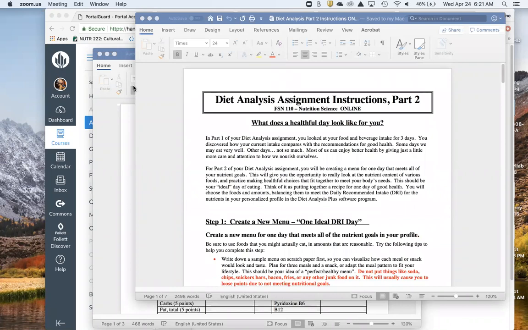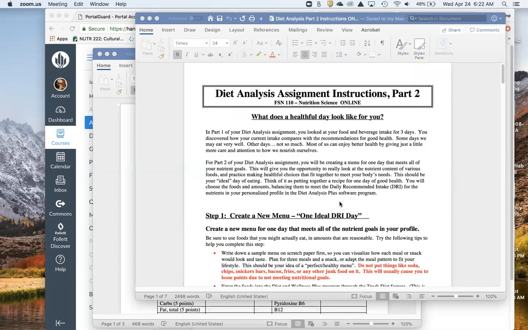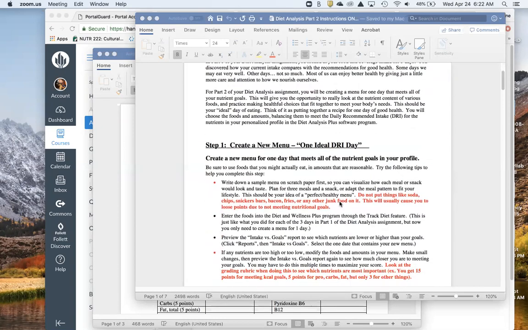So I think you can see my screen, and right now I have the instructions open. The goal of this project is to make the healthiest diet based on your DRI recommendations. You'll be using the diet analysis software just like you did in part 1, except this time you only have to make a 1-day meal plan, so not 3 days. The goal of this meal is to be as healthy as possible, like I just said.